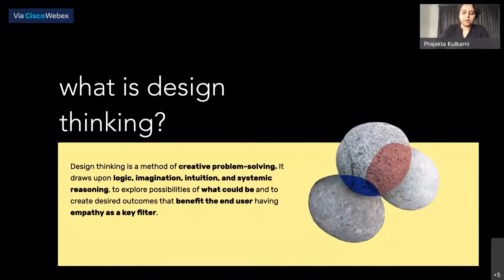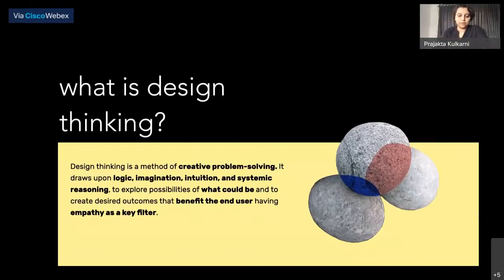Right, so just to brush over the basics in the beginning of this session, I'll talk about what design thinking is. Design thinking is a method of creative problem solving. This is something that all of us as humans have been using if you look at behavioral characteristics, but design thinking has been coined by a lot of designers and even scientists and innovators together to help people start innovating using the ideas of logic, imagination, intuition, systemic reasoning. All of it can build something that benefits the end user, keeping the human in the center, while having an innovation that covers most of the areas of innovation to do with viability, desirability, and feasibility. So you'll understand this better as I go ahead.